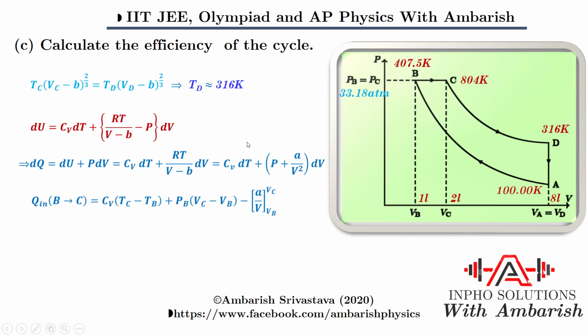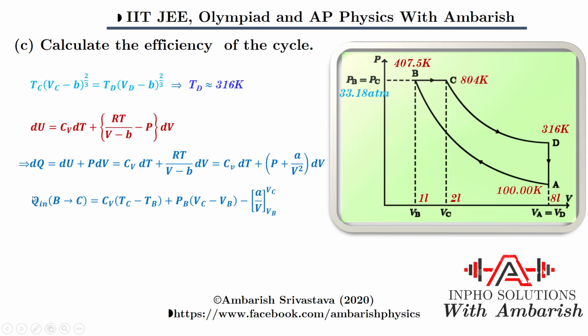Let's see how to integrate this. RT upon (V minus b) we have substituted in terms of pressure, P plus a by V square. From the Van der Waals equation we know that this is correct. And with P plus a by V square, this can be integrated easily because pressure is constant and a by V square dV is just the volume integration.